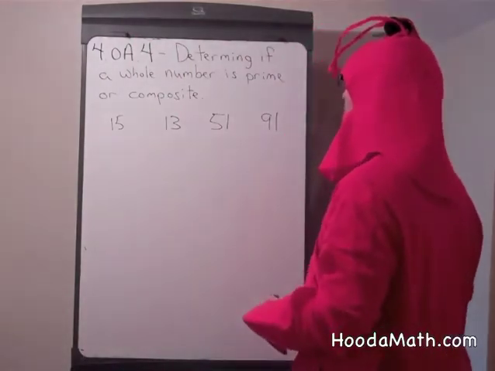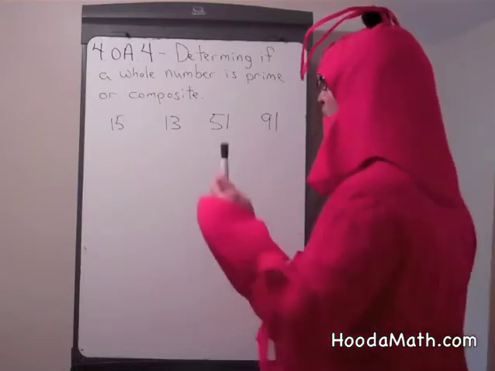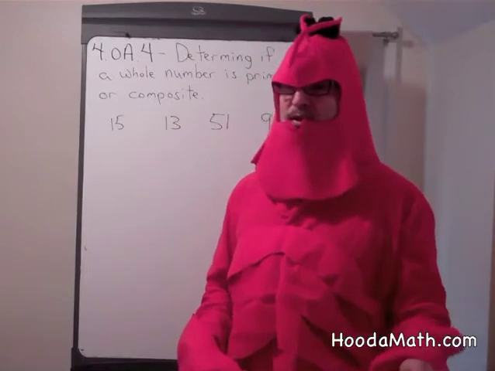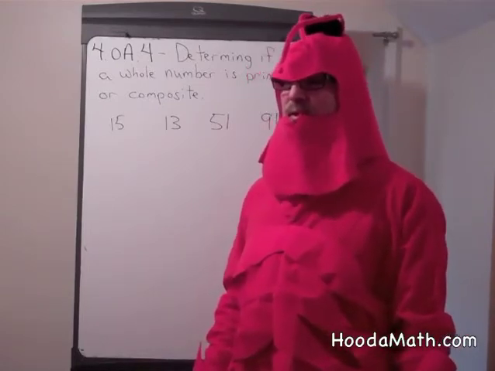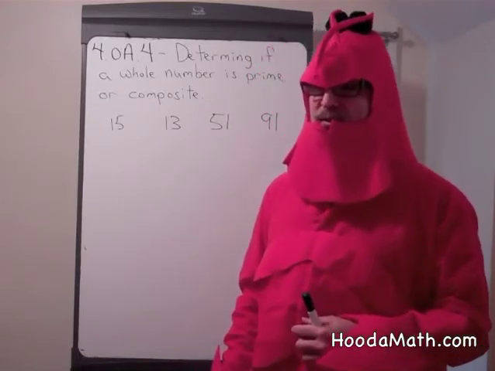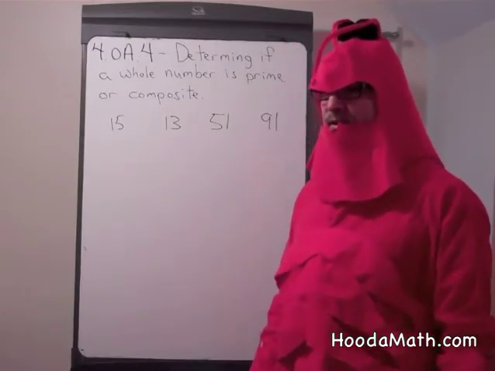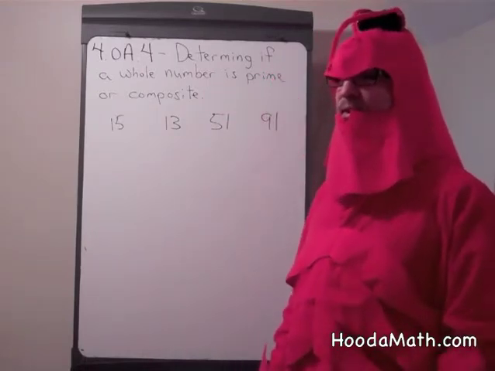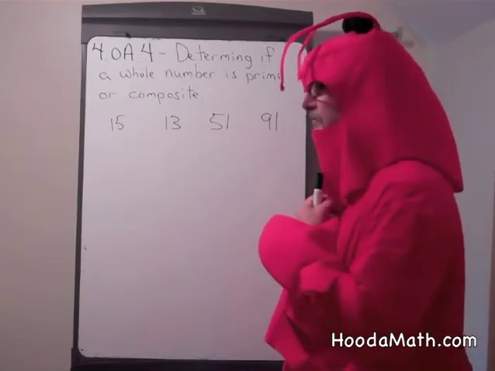We're going to determine if a whole number is a prime number or a composite. A prime number only has the whole number factors of 1 and itself. For example, the smallest prime number is 2. It has 1 and 2 as factors. We're going to determine if these numbers are prime numbers or composite numbers. Composite numbers have other factors besides 1 and themselves.